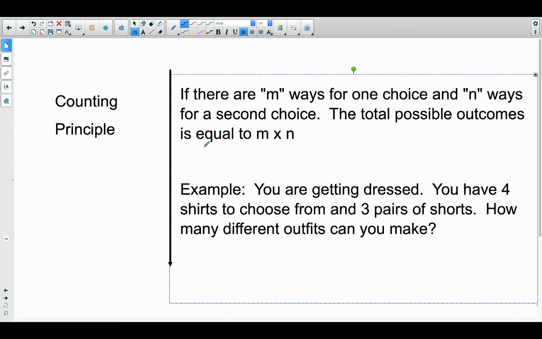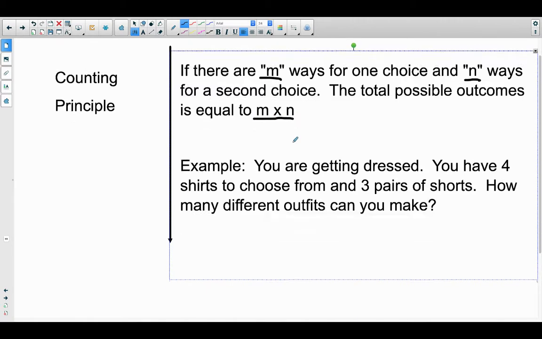Okay, this is our definition of counting principle. If there are m ways, so like in our dice, that would be 6 ways for one choice, and n ways for our second choice. So in our coin toss, there's 2 options, heads or tails. The total possible outcomes is m times n.